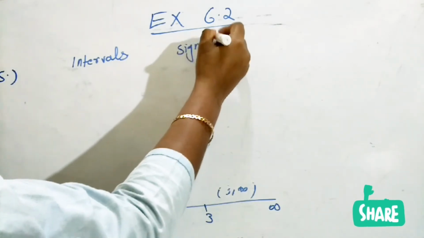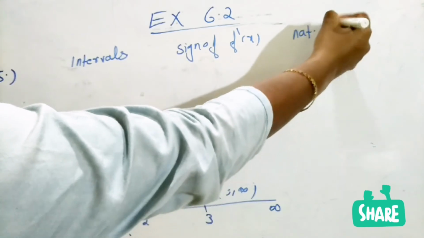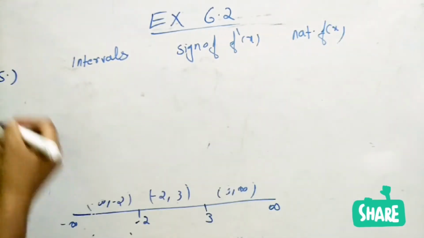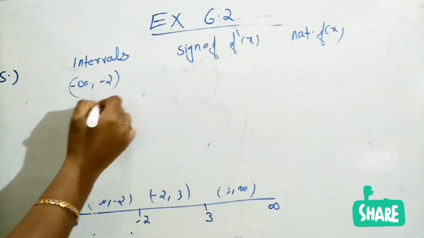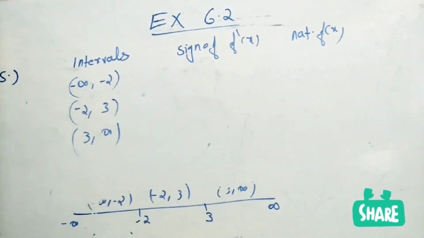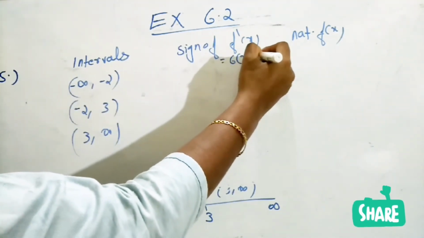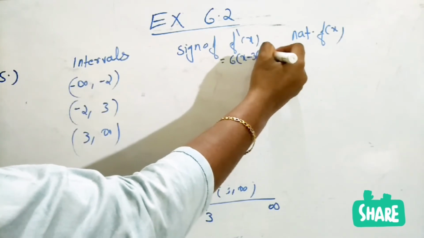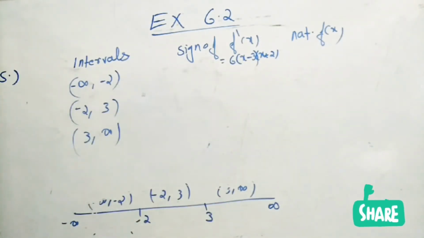Sign of f dash of x, and nature of f of x. Intervals: minus infinity to minus 2, minus 2 to 3, and 3 to infinity. And what is our f dash of x? That is 6 into x minus 3 into x plus 2. That is our f dash of x.